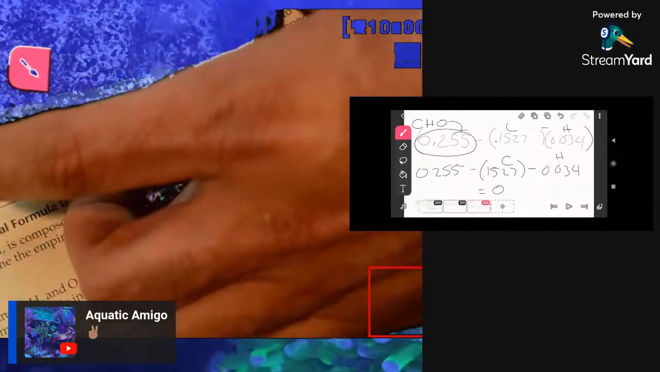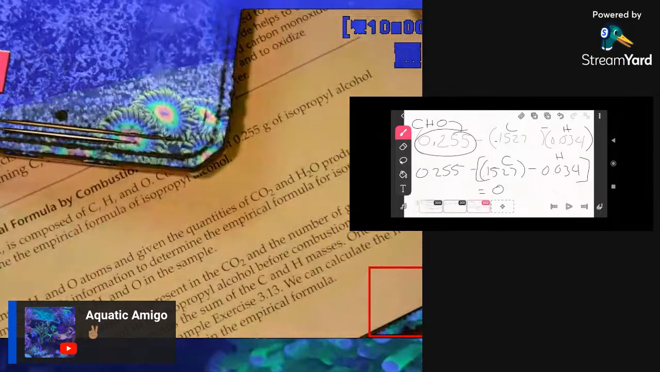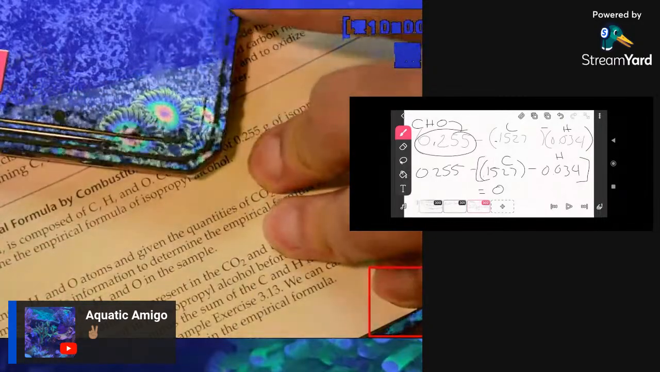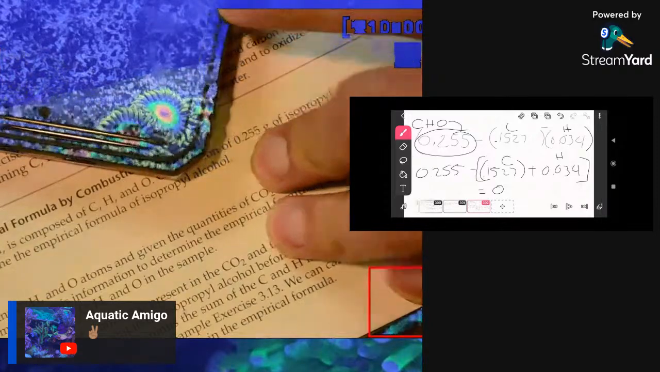Well, these ones we're going to add together. It doesn't matter if we add them or subtract them. Okay? You could even put a plus right there. There you go. It still makes sense. Okay, you see that?